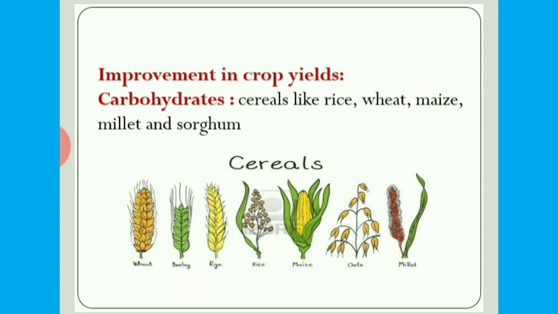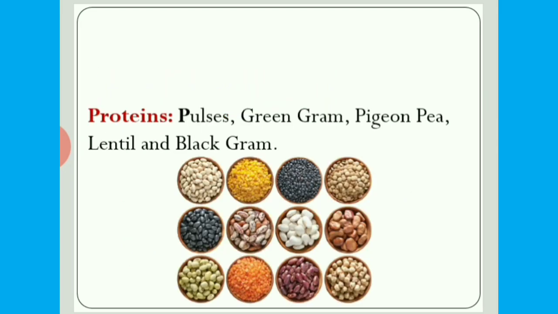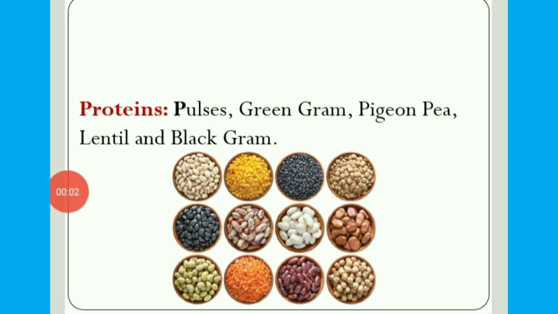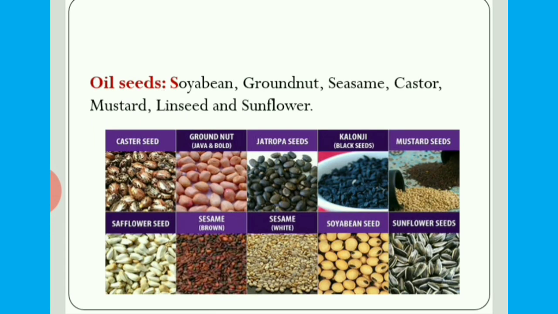Next, coming to the improvement in crop yields, let us see the introduction part about the nutrients. The first nutrient we are going to learn is carbohydrates. The foods which are really rich in carbohydrates are cereals like rice, wheat, maize, millet and cholam. Pulses, green gram, Bengal gram, lentil, black gram, all these are rich in proteins. Oil seeds like soybean, groundnut, sesame, castor, mustard, linseed, sunflower, all are rich in fats.